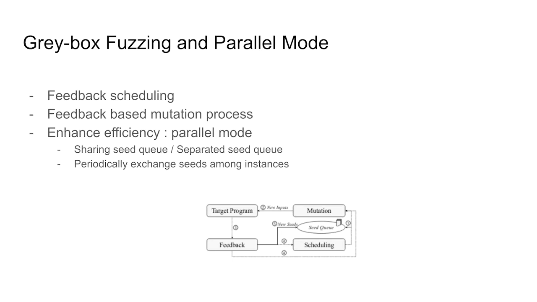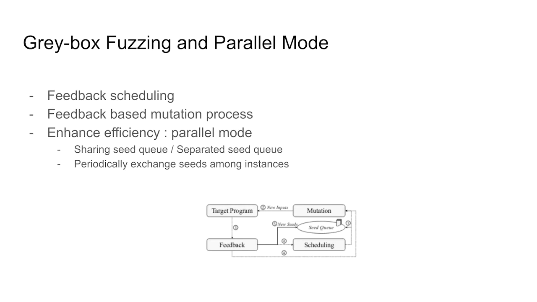Both the scheduling and the mutation process are based on the feedback from the program execution. Also, the fuzzer decides based on the feedback whether an input under test should be added to the seed queue or not. To improve the efficiency of code coverage, many gray box fuzzing tools provide a parallel mode to run multiple instances concurrently.